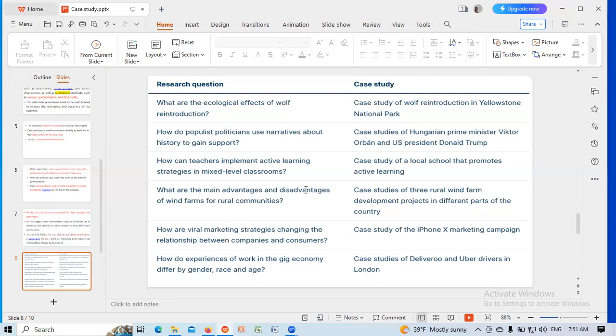How is a viral marketing strategy changing the relationship between companies and consumers? Case study of the iPhone X marketing campaign. How do experiences of work in the gig economy differ by gender, race, and age? Case studies of Deliveroo riders and Uber drivers in London. So research questions and case study questions are different.